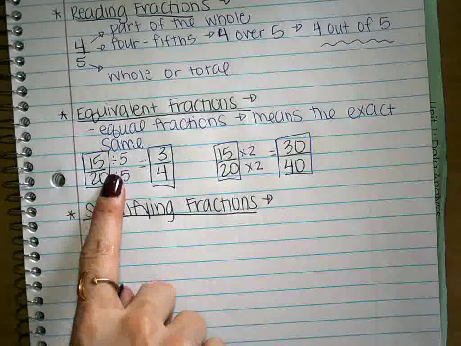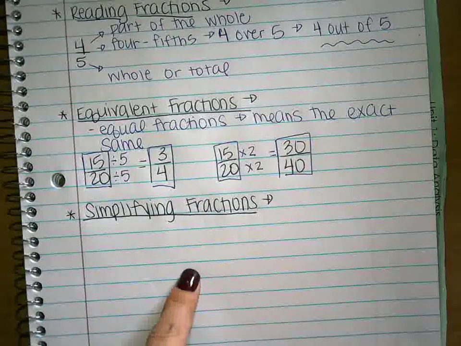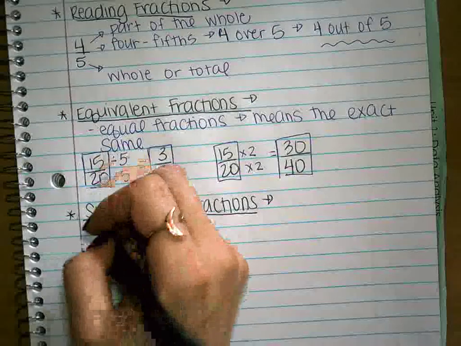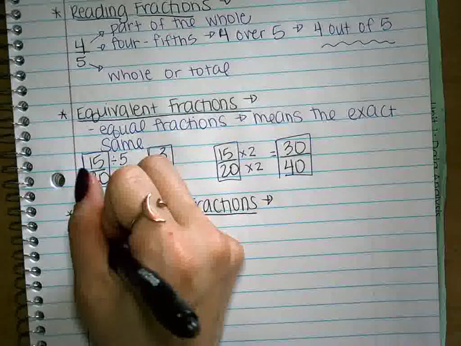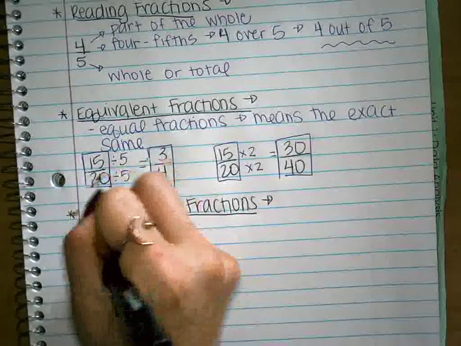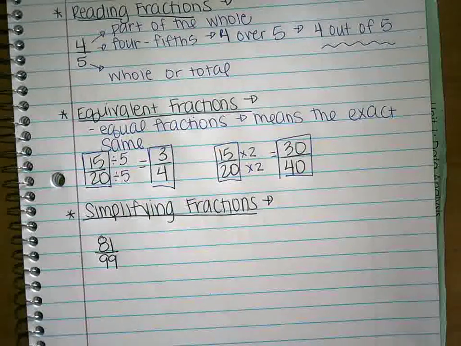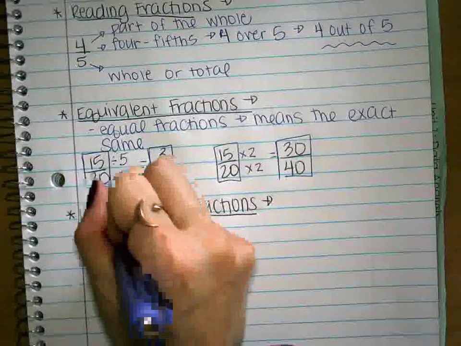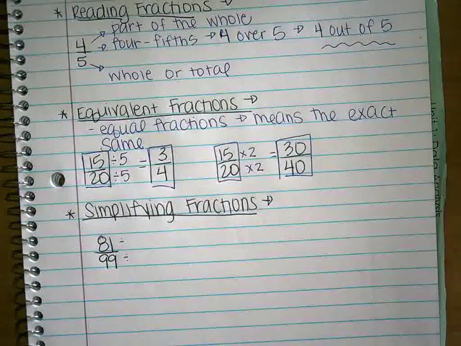So, equivalent fractions we can divide or multiply. Simplifying fractions we can only do what operation? Division. So if I do 81/99, I know that I'm going to divide. And whatever I do at the top, I have to do the bottom. So what am I going to divide out of 81 and 99, everyone?